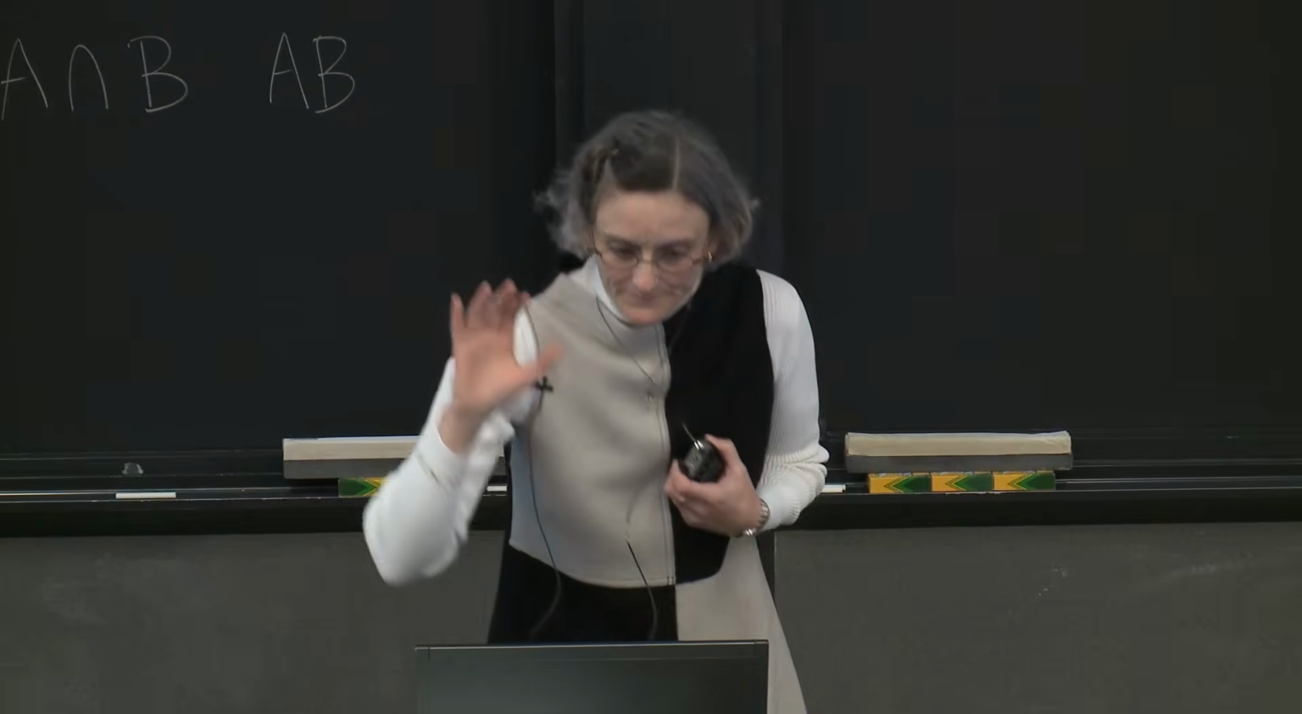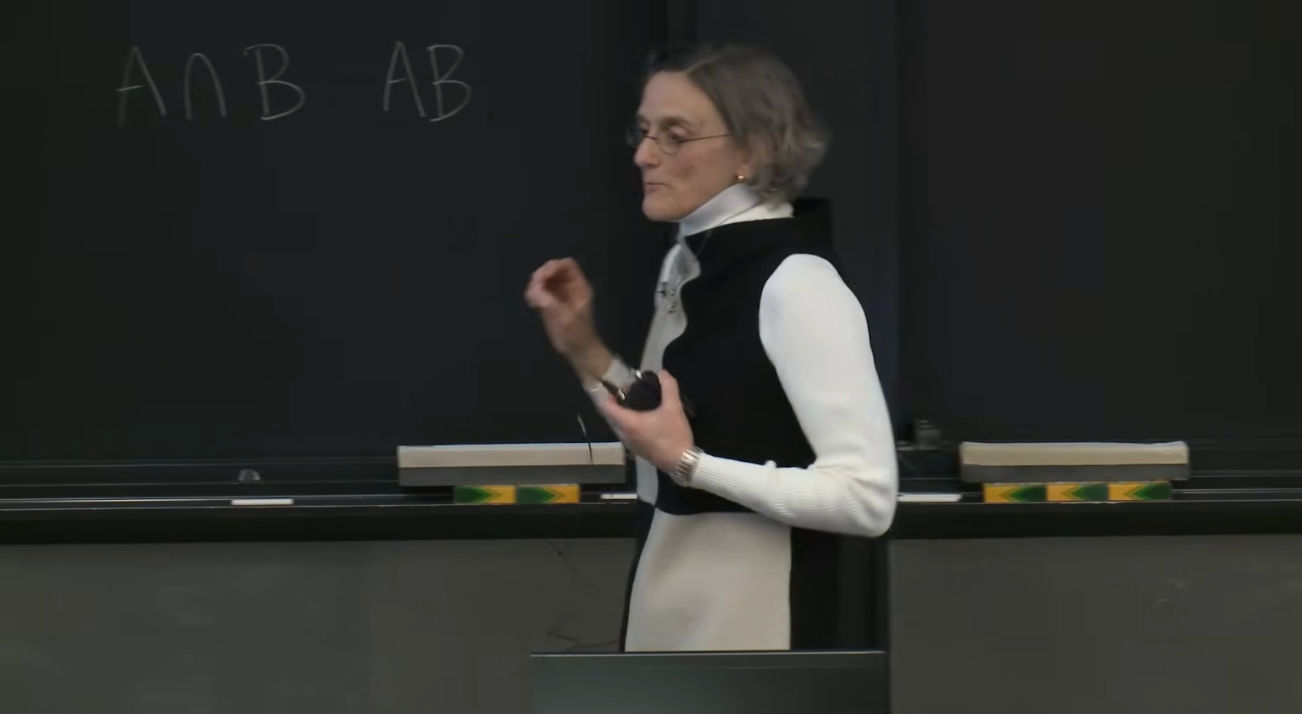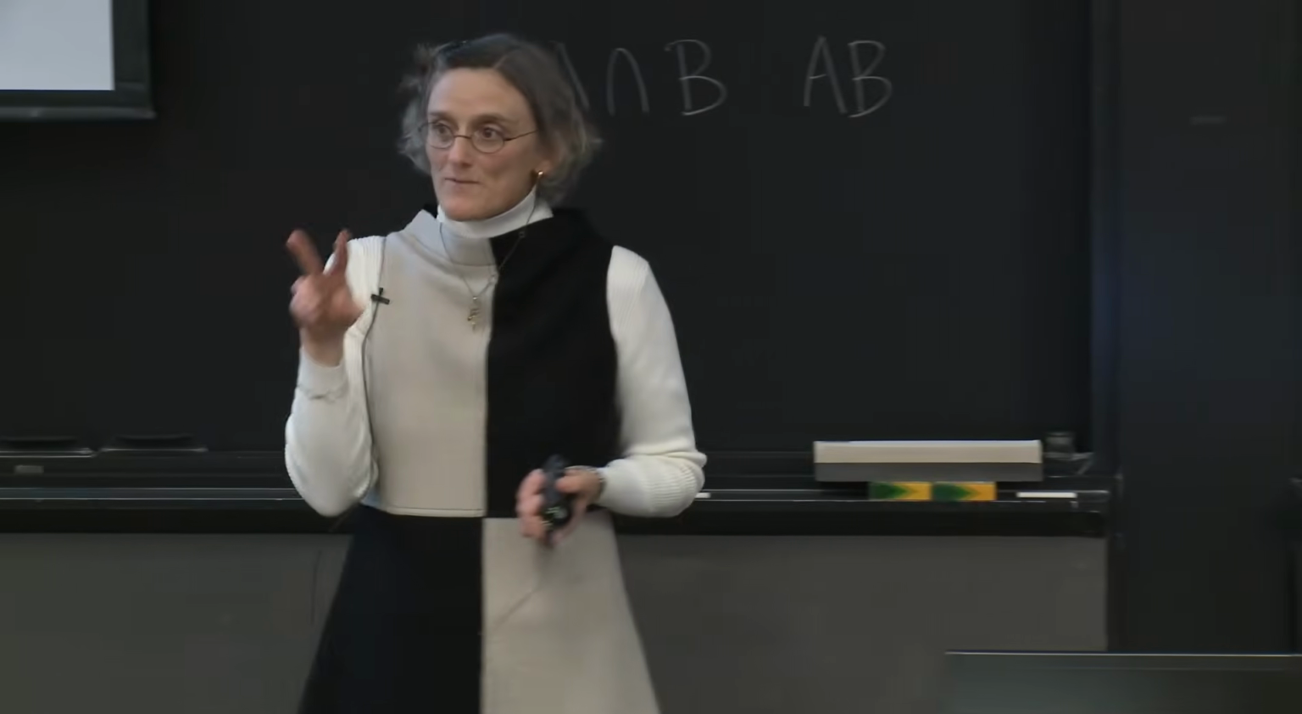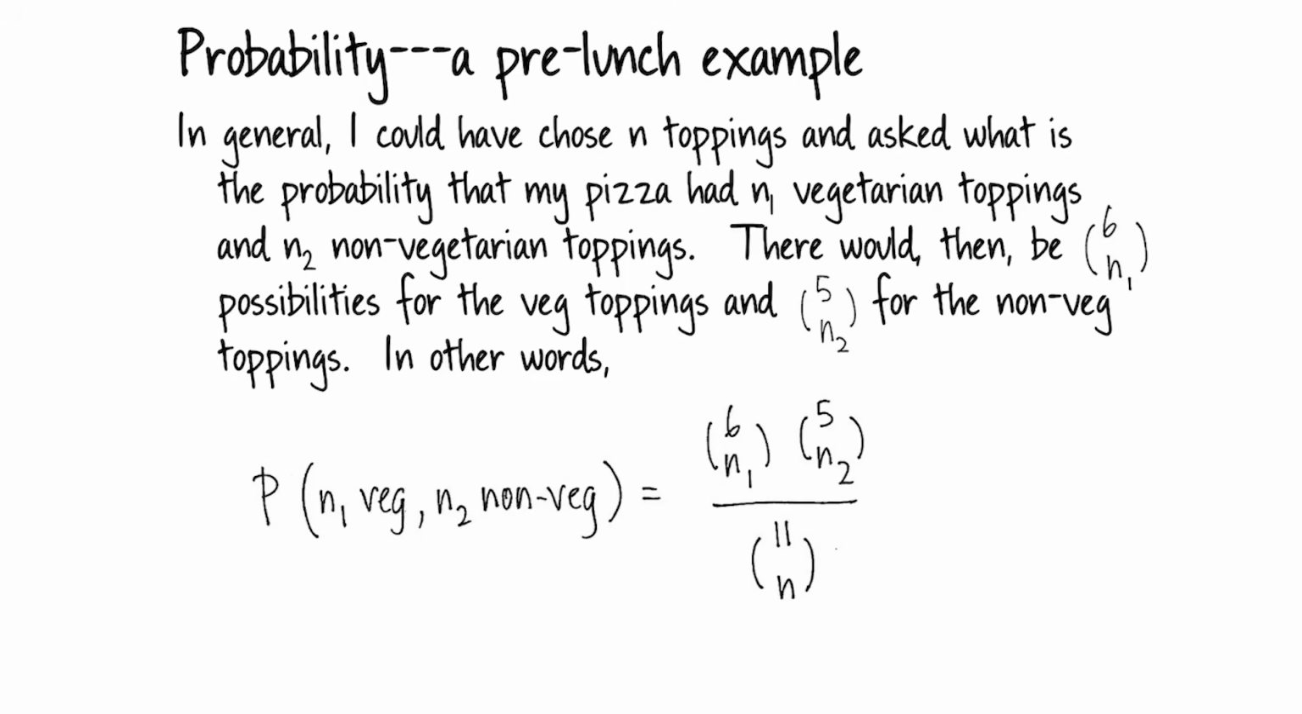Okay. So let's suppose instead of just choosing 2 toppings, I was choosing n toppings. Okay, and I asked what the probability that my pizza had n1 vegetarian toppings and n2 non-vegetarian toppings was. Okay? So this is basically just a generalization of the problem that I just did. Instead of having 1 vegetarian, 1 non-vegetarian, we're having n1 and n2. Okay?